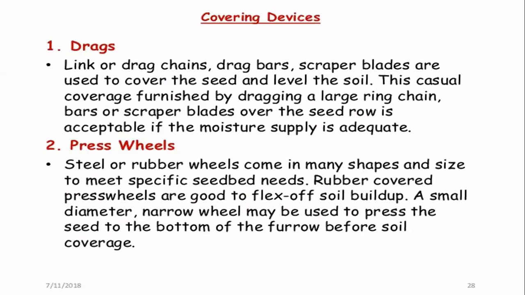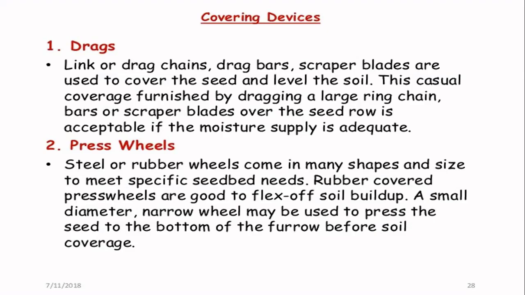Drags mean the furrow opener has already dug the hole, and now the hole is open with seeds. So drag is a mechanism to cover the soil with a chain, drag bar, or scraper blades, used to cover the seed and level the soil. This casual coverage is finished by dragging large ring chains, bars, or scraper blades.